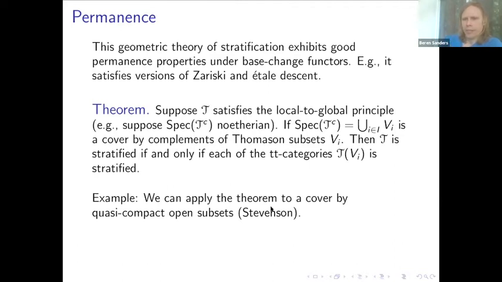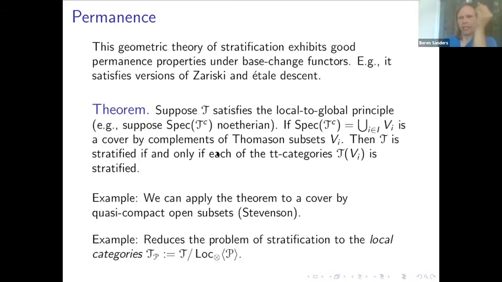But we can push this a little bit farther because complements of Thomason subsets are more general than just quasi-compact open sets. They include arbitrary intersections of quasi-compact open sets. And so a consequence of this theorem is that rather than reducing the problem of stratification to an open cover, it allows us to reduce the problem of stratification to the local categories at each point.